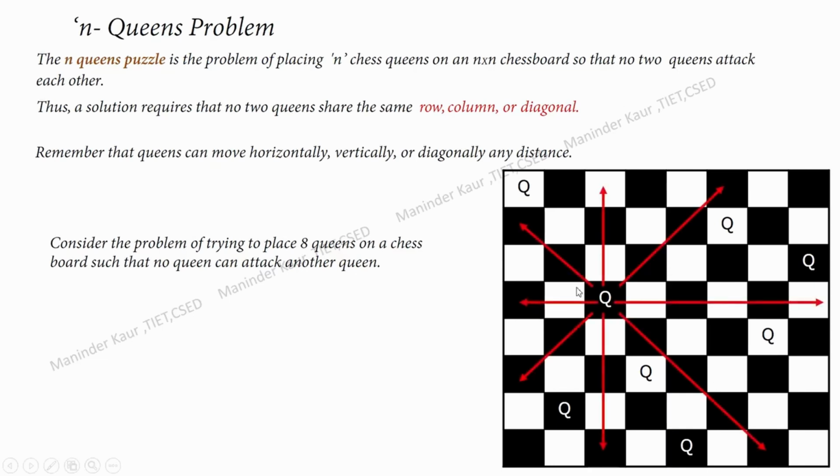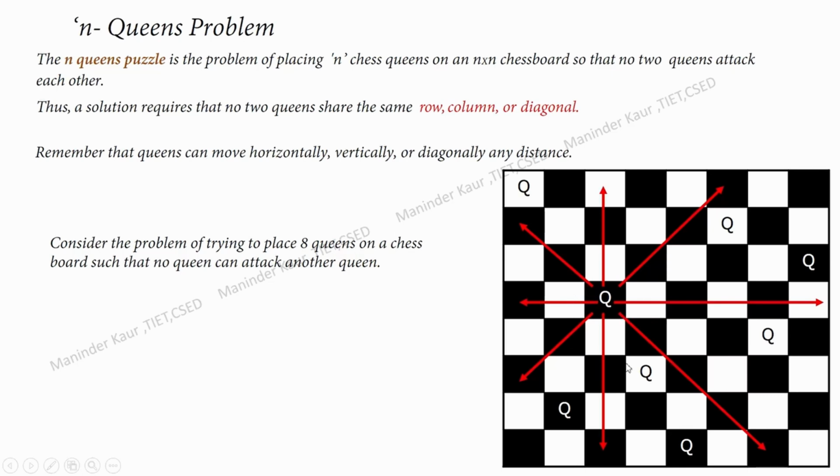Now, this is the case when a queen is going to attack. The queen will attack either horizontally or vertically, or in either of the diagonals, as shown here by the red arrows. That means the queens will attack each other if they share the same row, the same column, or any diagonal. Just like the queen of the chessboard, it can move vertically, horizontally, or diagonally with any distance.